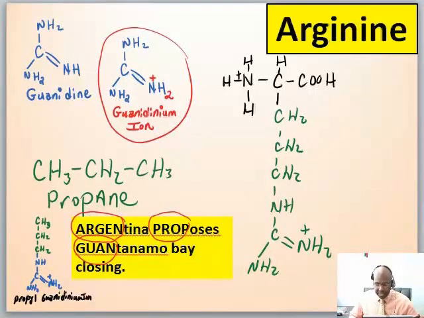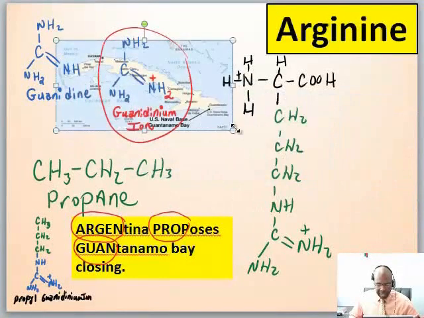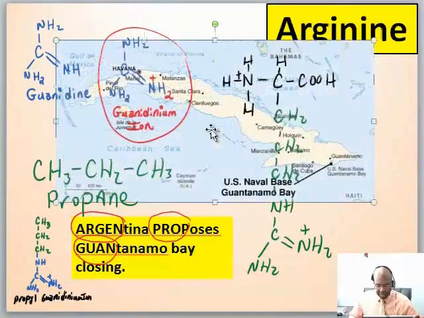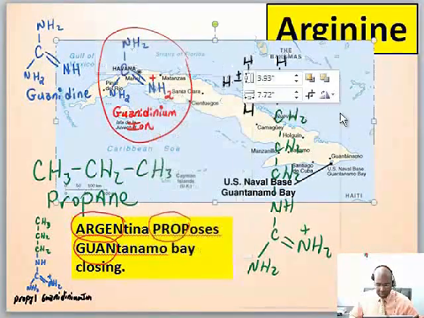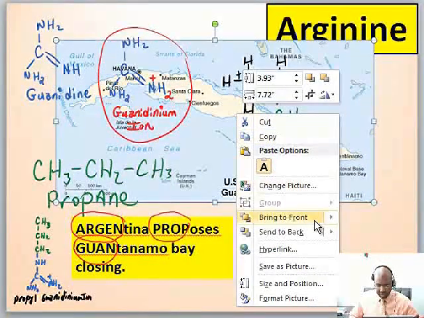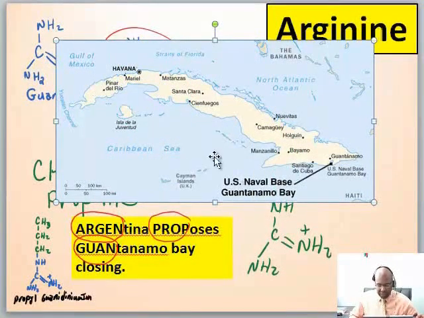Okay, and now for those of you who may not know what Guantanamo Bay is, the U.S. Navy in Cuba has, this needs to be on the top, let's move this to the front. Okay, this is the island of Cuba. On the island here, the U.S. has a naval base called Guantanamo Bay, and on that naval base, they put terrorist prisoners.